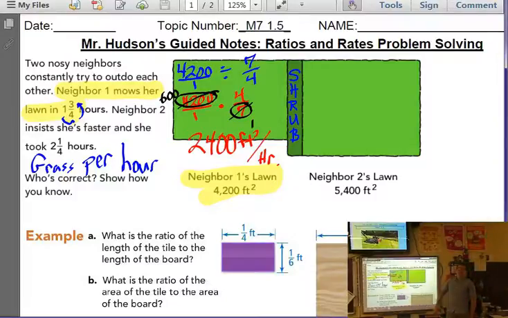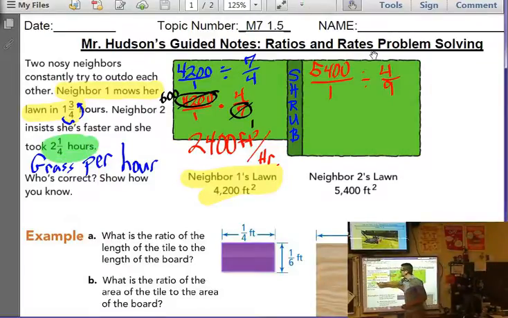So, anyone confident enough with their process to talk me all the way through neighbor 2? Izzy, first hand shooting up. Okay, so I set it up like 5,400 over 1 divided by 4. Now wait, divided by 4 ninths? I think you're looking at the next step. Because to start, 2 1/4 hours would be 9/4. Be cautious about skipping steps.